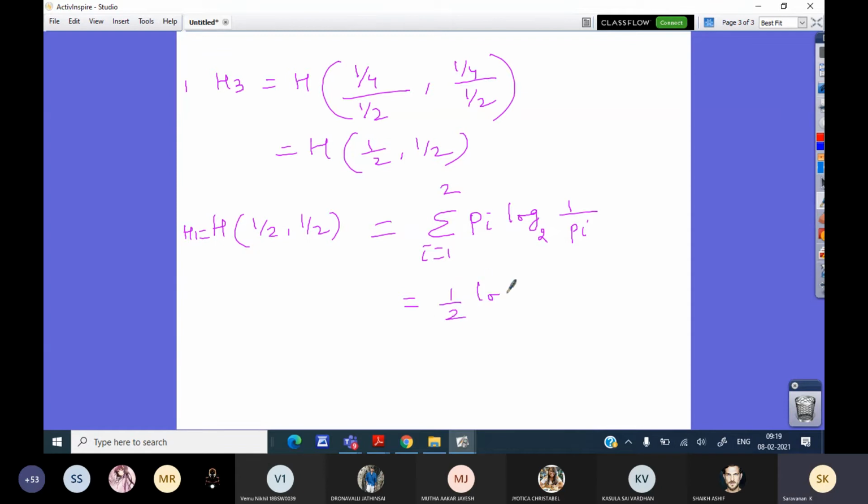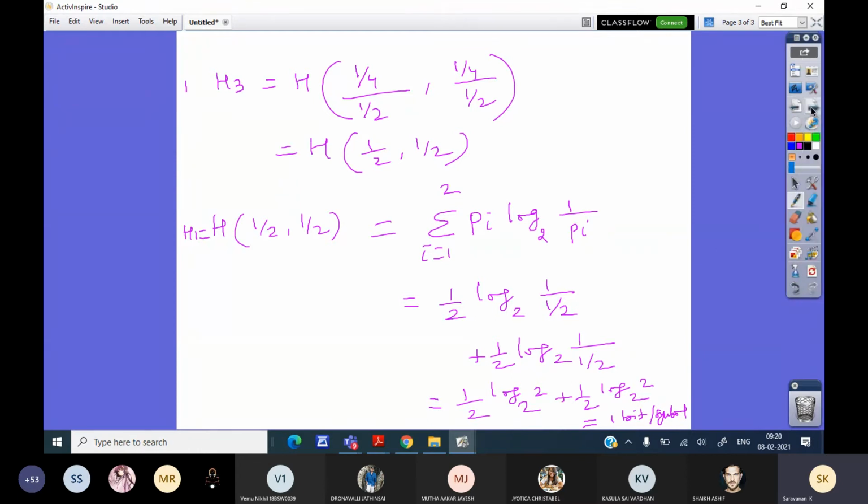So it is 1 by 2 log 1 by 1 by 2 plus 1 by 2 log 1 by 1 by 2, base 2. How much? It is 1 by 2 log 2 base 2 plus 1 by 2 log 2 base 2. How much is it? 1. So 1 bit. The unit is 1 bit per symbol.